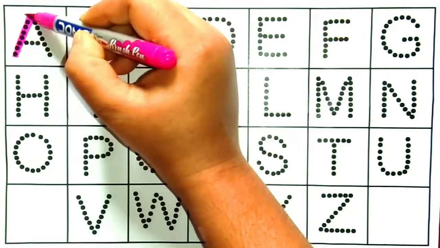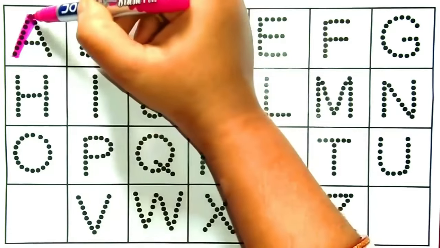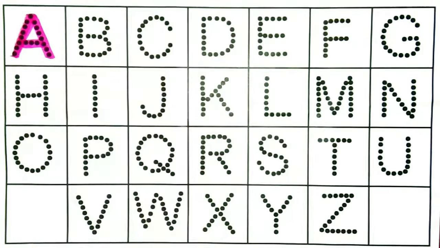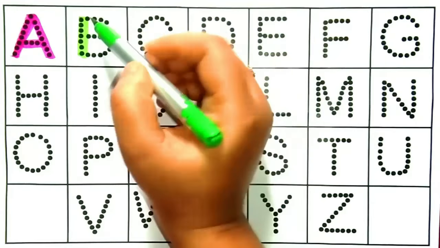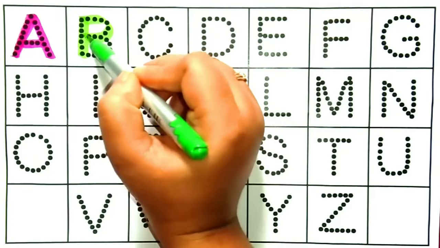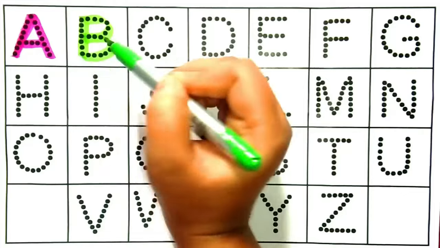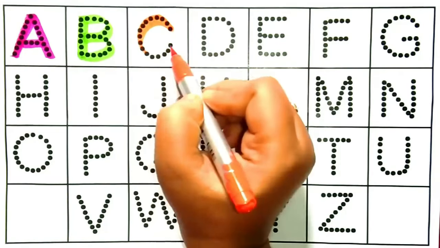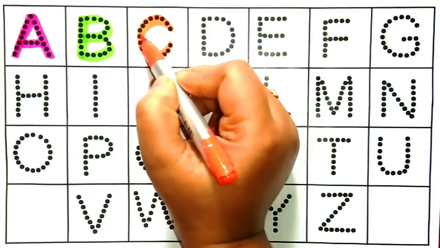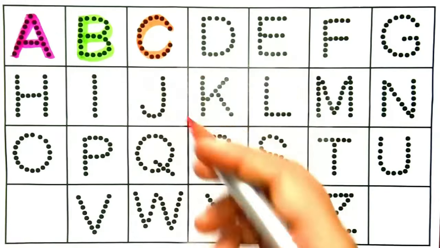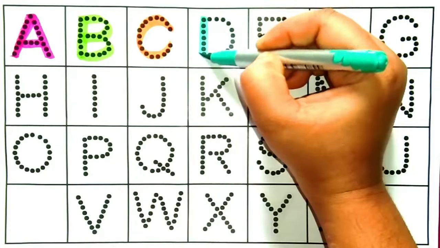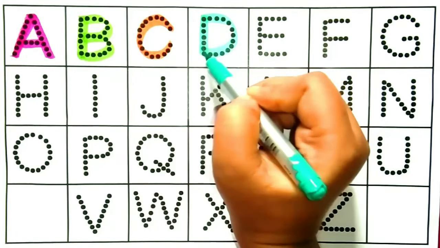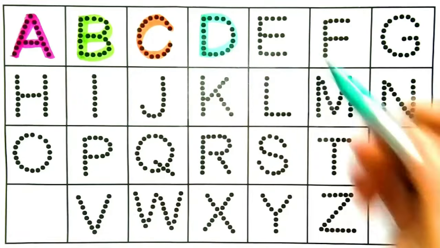A. A for astronaut. Ye hai A. B. B for balloon. Ye hai B. C. C for crocodile. Ye hai C. D. D for dog. Ye hai D.